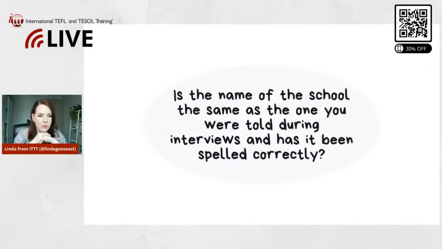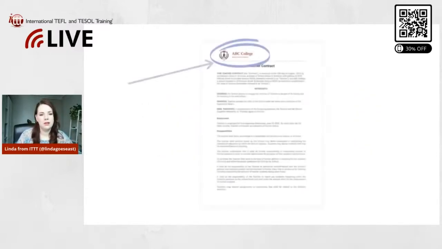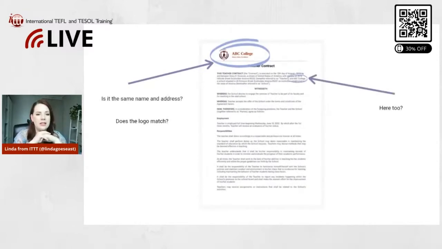Next up, what we need to look at in the contract is: is the name of the school the same as the one you were told during interviews, and has it been spelled correctly? So that's also very important. For example, this contract right here, as you can see, they have a logo. Usually school contracts would have a logo at the top. If it's a big chain school or even a smaller school, they would have their own logo, and that should be on the contract. And is that the same as the school that you interviewed with? Is that the same name? Is it spelled the same way?